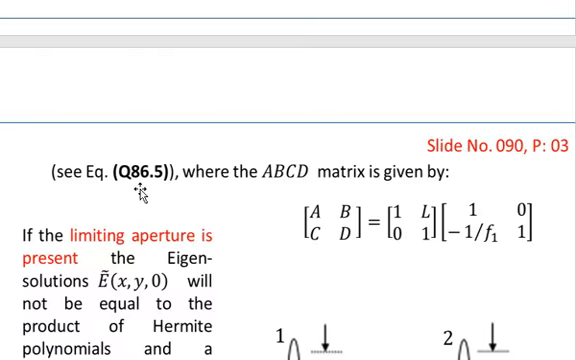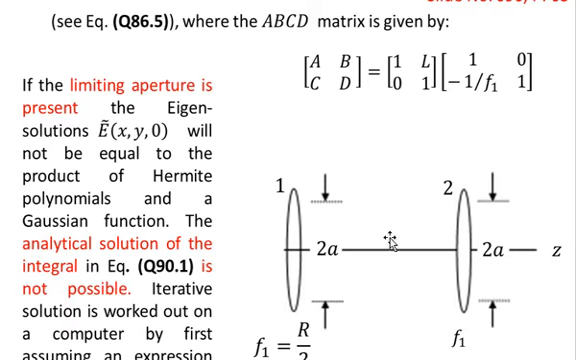So for this one, you can consult equation number 86.5. The ABCD matrix is given by. If you look at the diagram below, you can formulate the ABCD matrix for one round trip, because that includes traversing the lens and then traversing the free space distance equal to capital L.